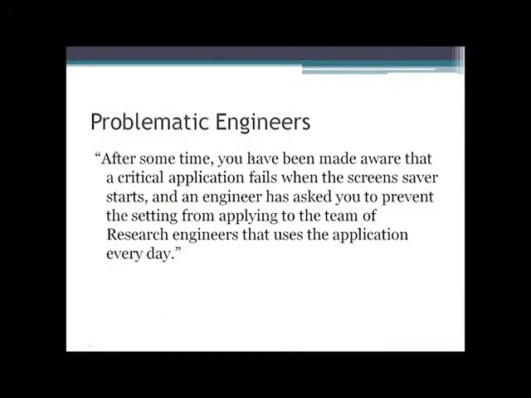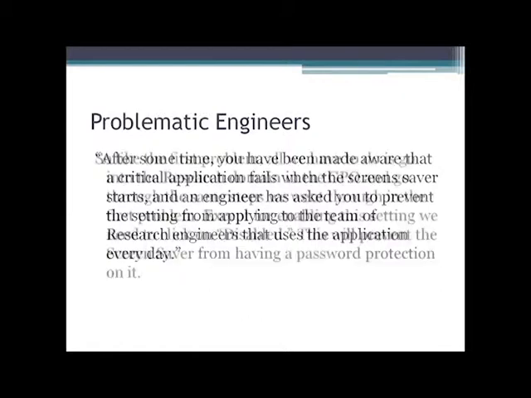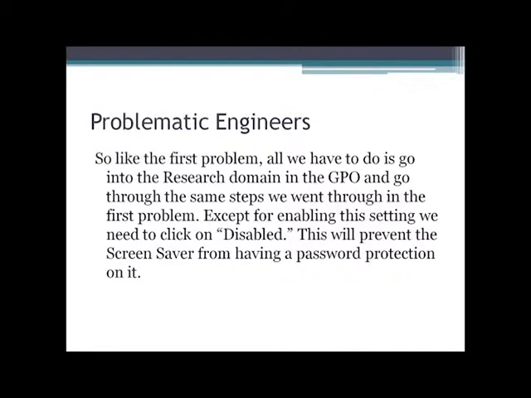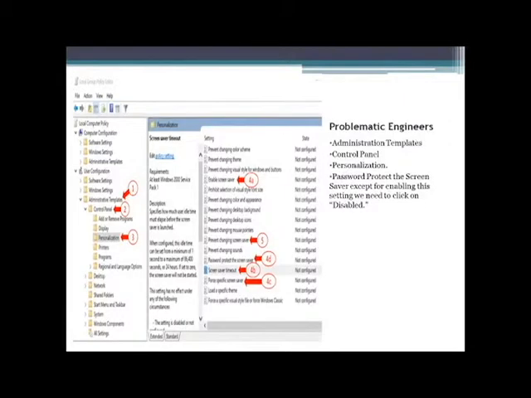After some time, you have been made aware that a critical application fails when the screensaver starts, and an engineer has asked you to prevent the setting from applying to the team of research engineers that use the application every day. Now, like the first problem, all we're going to have to do is go into the research domain and the GPO, go through the same steps we went through in the first problem, except for enabling this setting, we'll need to disable this setting. As you can see here, you go to administrative templates, control panel, personalization.